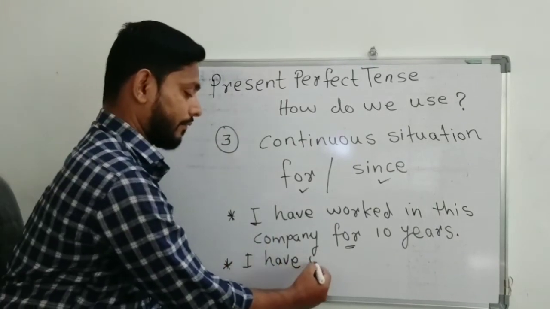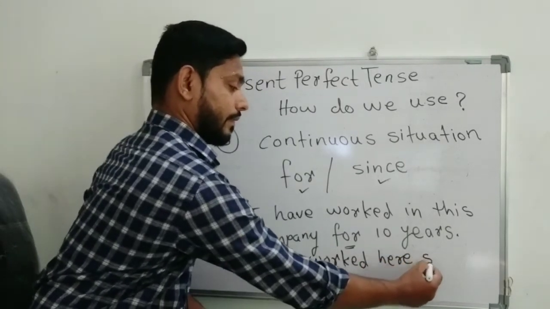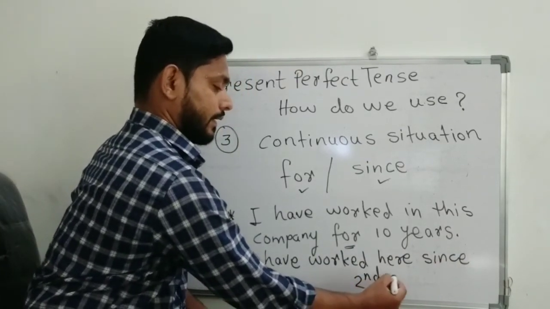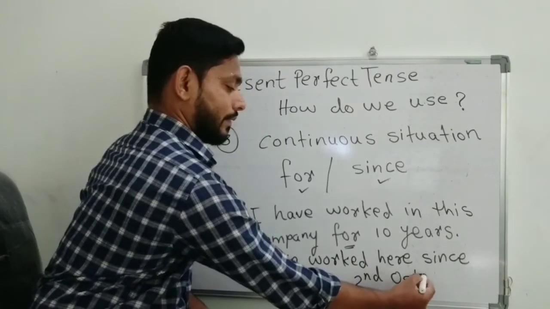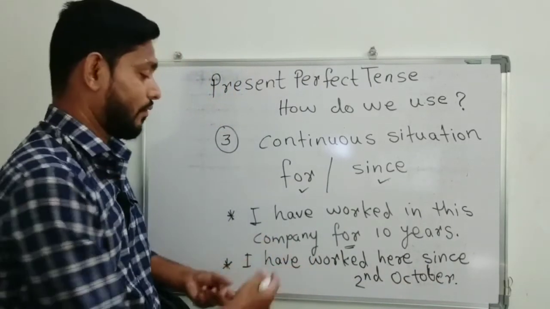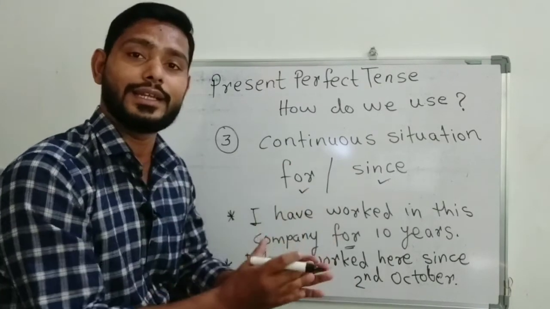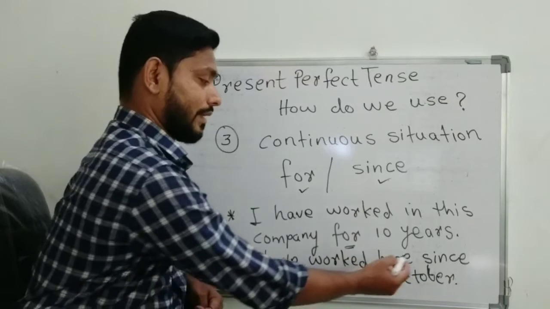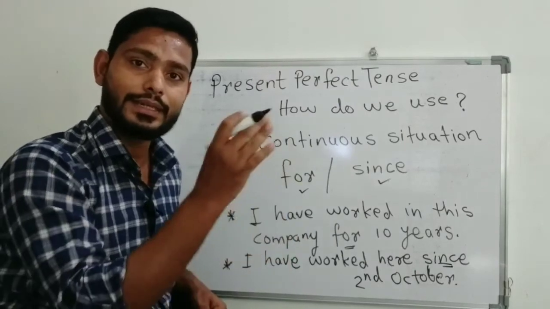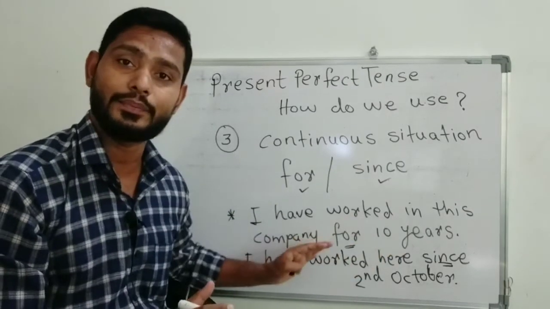I have worked here since 2nd October. It means an action has already started in the past and is still going on. I have worked. And here since, why do we use since? To talk about a particular time. In the past something, an action, started, and now it's still going on. Something has already started in the past and is still going on.